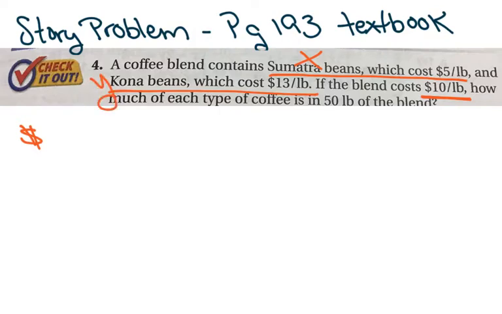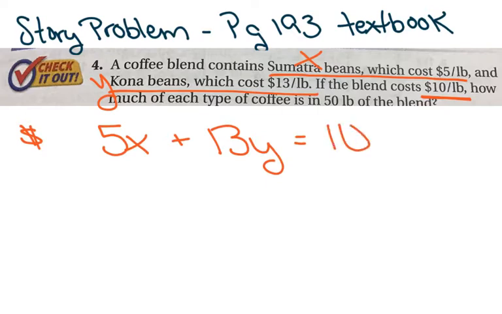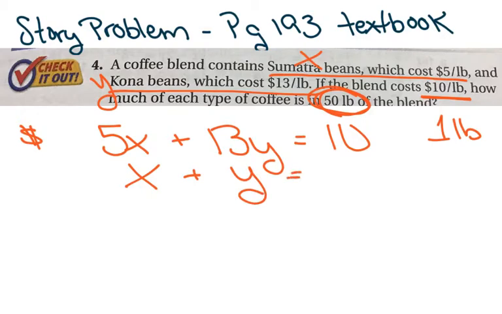So let's see, Sumatra beans are $5 a pound, plus my Kona beans are $13 a pound, and the whole blend costs $10 for 1 pound. So we're just talking about a pound of coffee, okay? Now, it says how much of each coffee is in a 50 pound bag. So let's worry about the 50 part later. We've been talking about 1 pound. Let's keep it with 1 pound. So there's some Sumatra beans in there, plus there are some Kona beans in each 1 pound bag. Okay, let's solve that first, and then from there we'll worry about that 50 pounds.